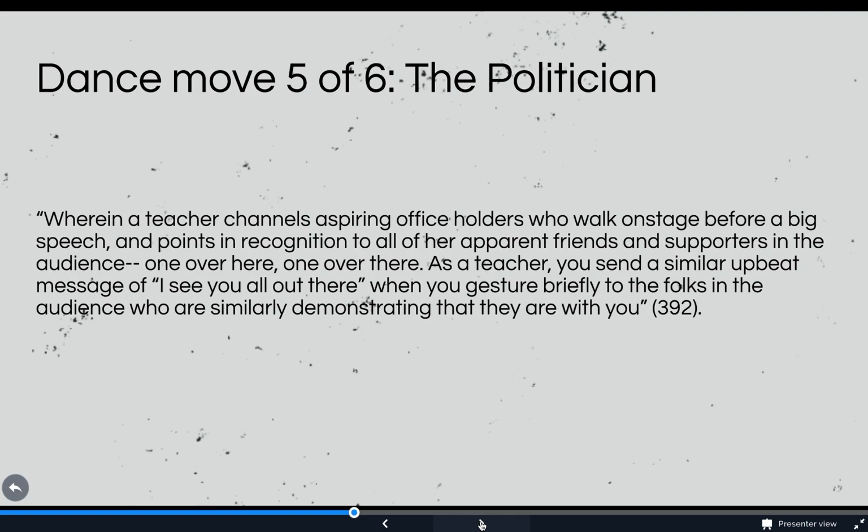So, I'm not really sure what this one meant either, but I think it's trying to say that as a teacher, if you stand in front of the class and you show that you need their attention, you gesture to them like, hey, I see that your eyes are on me and I appreciate it.